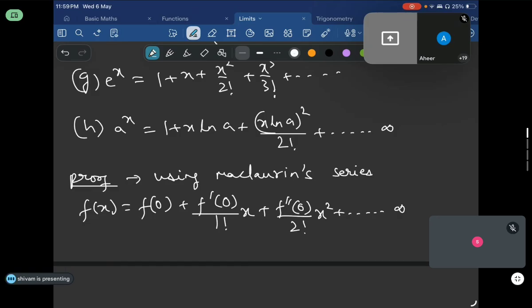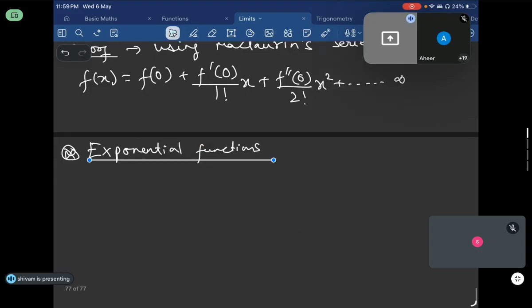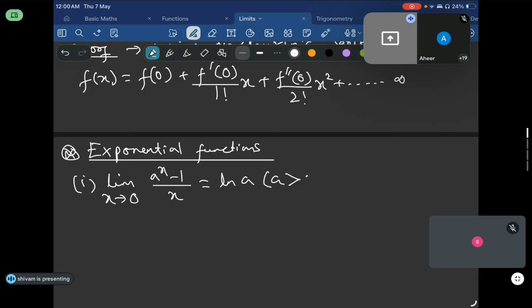Okay. Next, some exponential functions are there. Remember, there are some standard forms. Limit of exponential functions: limit x tends to 0, a to the power x minus 1 upon x. This will be equal to ln a for some a greater than 0.